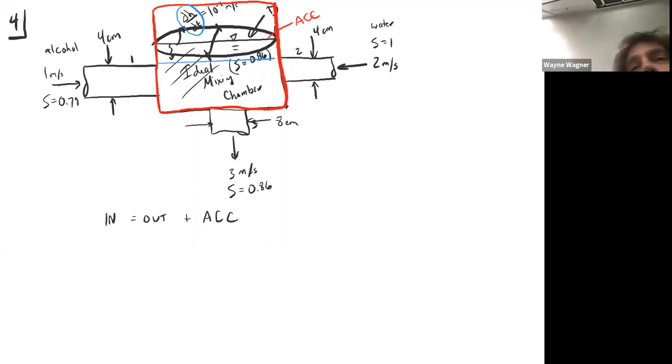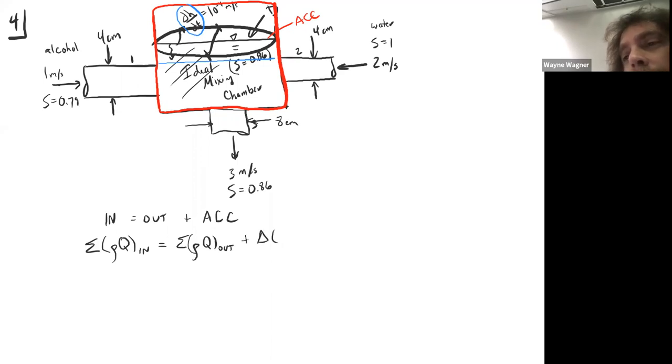All right, so I've got in, and I'm going to do each one of these in turn. Actually, I'm just going to write it as this: the sum of the rho times the flow rates in, and it looks like I got 2 of those, equals the outs, the sum of the rho Q out, and I've got 1 of those, plus the accumulation, which is going to be the change in mass, rho times the volume, over time. We could make this a derivative. Now we have to do this for each of these things, and I'll circle them in blue as we finish them.